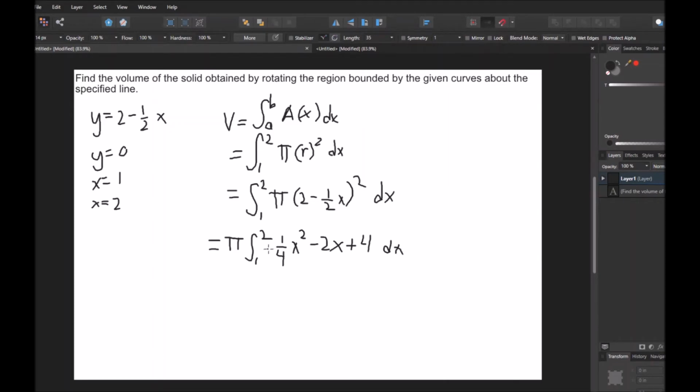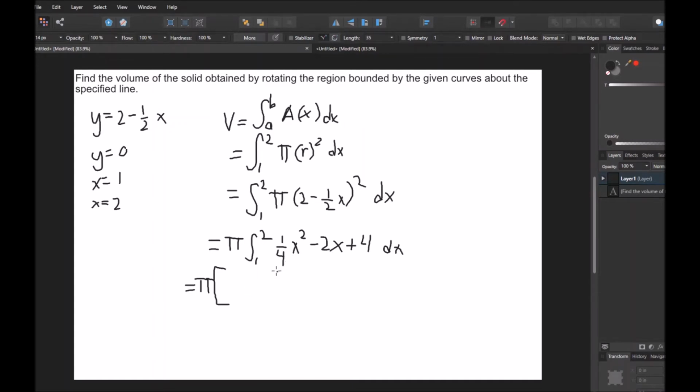Now we need to actually evaluate the integral. So I'm going to have pi here, and I'm going to do a close bracket just to emphasize that pi is going to be multiplied against whatever our final answer is.